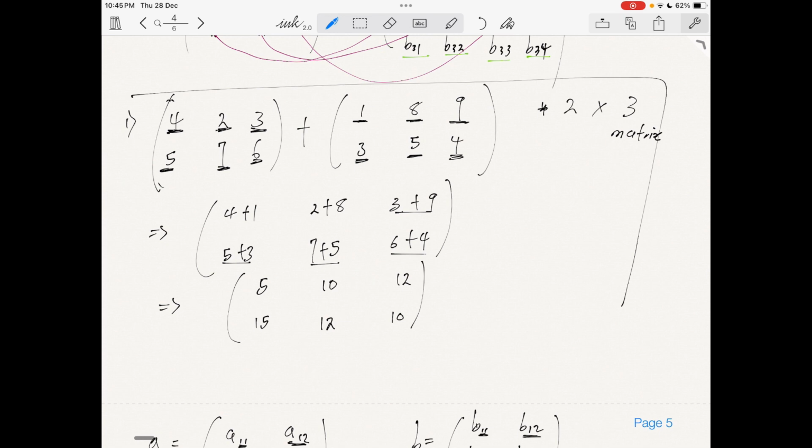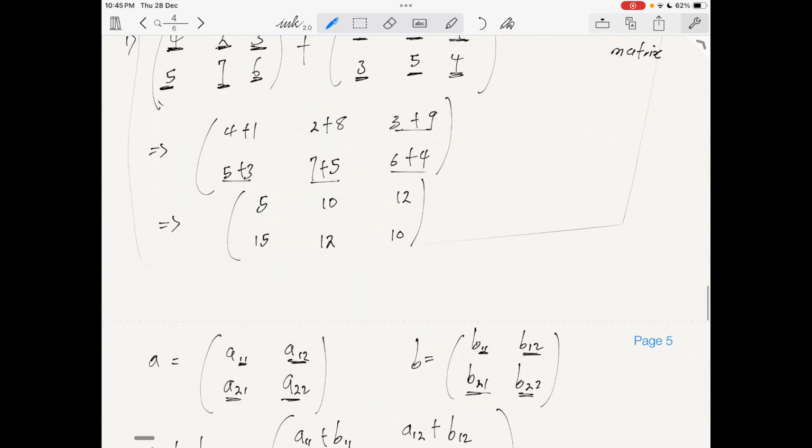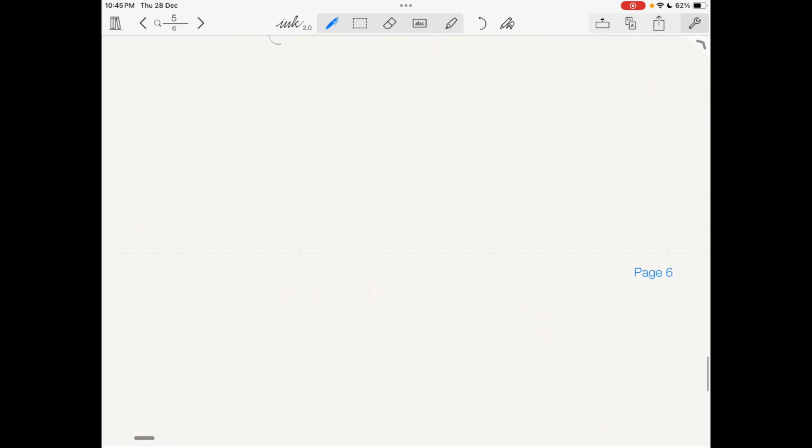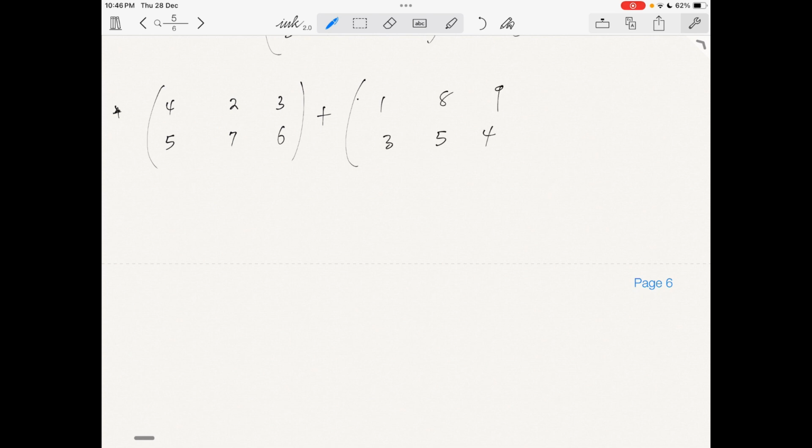So let's go to a 2 by 3 matrix. Let's say we have 4, 2, 3, like we had earlier, and 5, 7, 6, and we want to add it to 1, 8, 9 and 3, 5, 4, or we want to subtract it, as the case may be. Now we'll see that of course they have the same order. They are 2 by 3 matrices, with 2 rows and 3 columns.